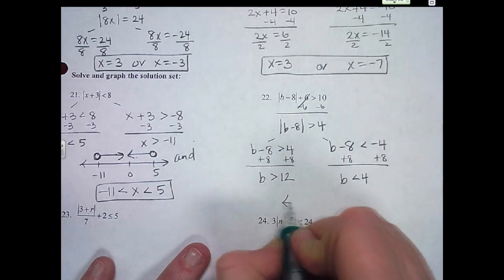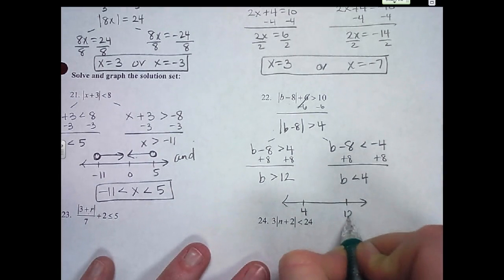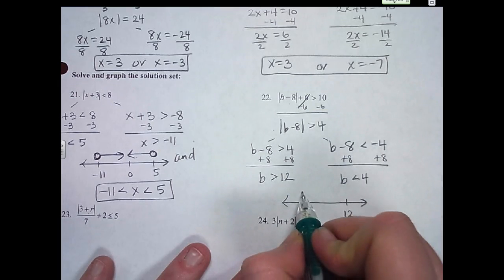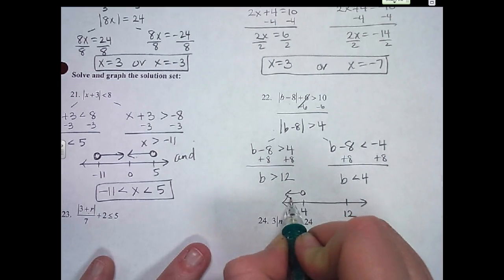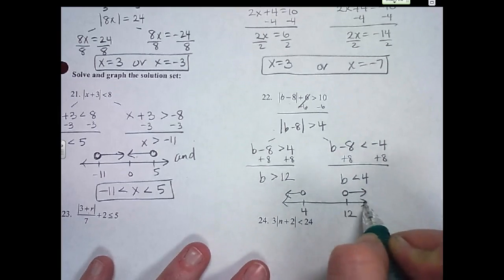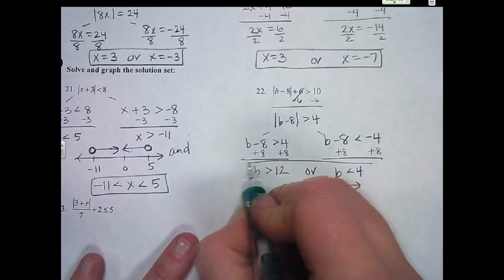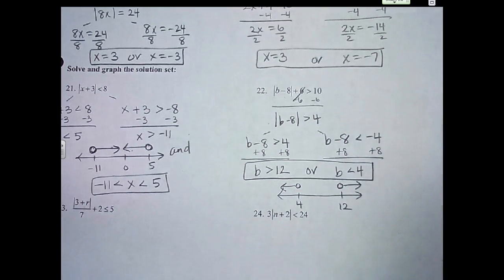Let's graph that. So I have 4 and 12. Open circle at 4 going to the right. Open circle at 12 going to the right. When it's split like this, it's an OR statement. I just have to put or in the middle, and there's my answer.